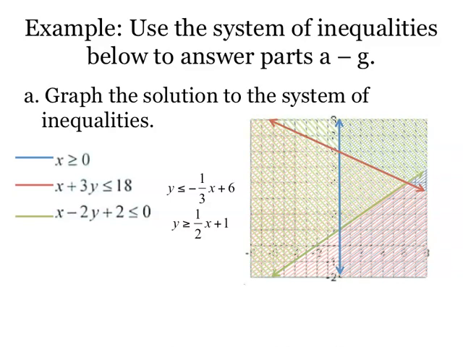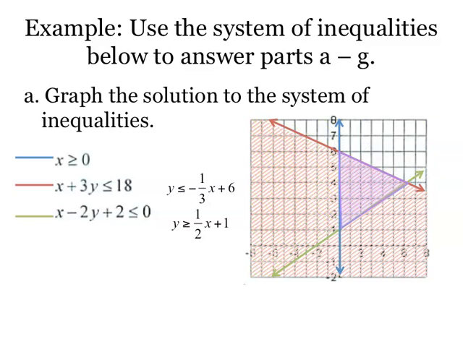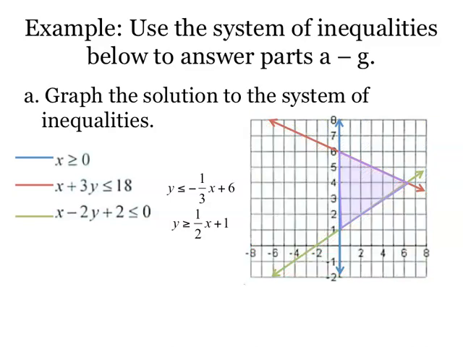Okay, now there's a lot of shading going on here, but the place where all of the shadings intersect will be our solution. So that would be this triangular section right here in the middle. So I'm going to take away the rest of the shading, and that's the part that we're left with.